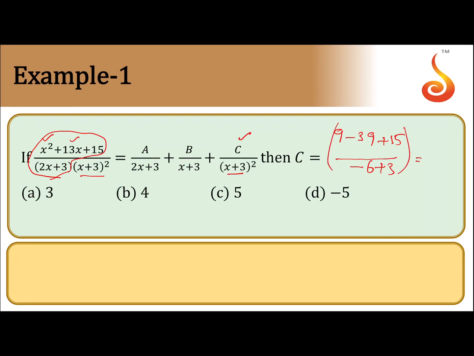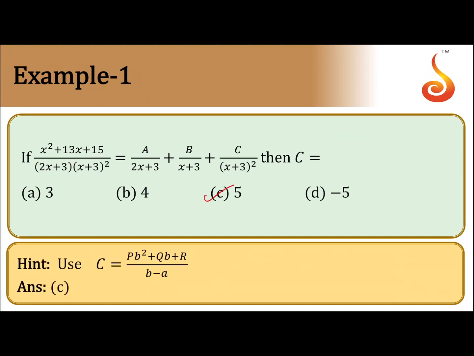And that simplifies the problem as minus 15 by minus 3. Answer is equal to plus 5. Okay, the answer is plus 5 for C. That's right.